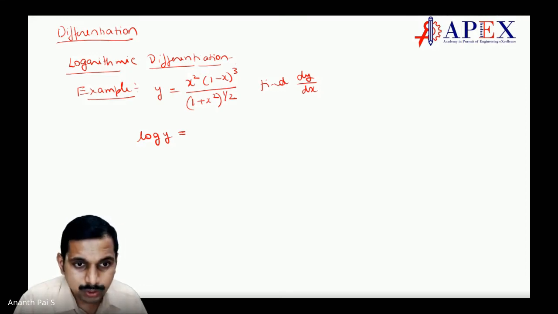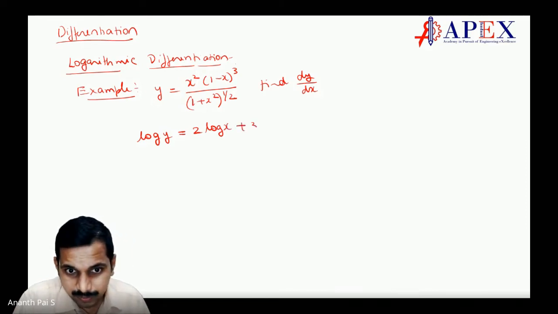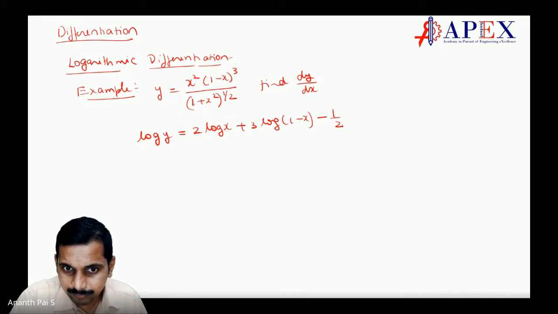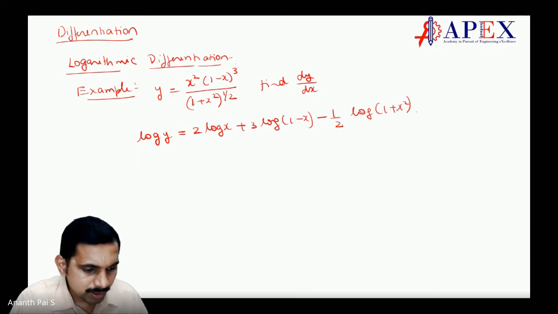Okay. So you'll say log y is equal to 2 log x, plus 3 log (1 minus x). Simple one only, I'm not doing a complex one. Minus half log of (1 plus x square). Makes sense. Now you do the differentiation.